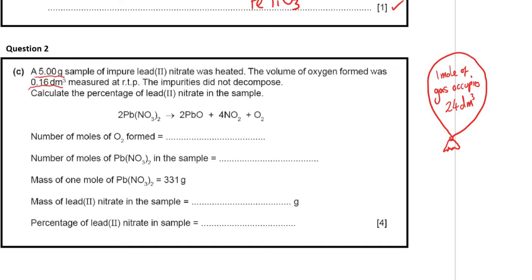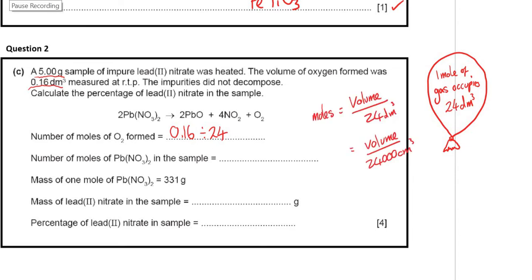The thing that you need to know is that 1 mole of gas, any gas, occupies 24 dm cubed. So the question has broken it down for you to make it easier so that you can work out the steps. So how can we work out the number of moles of oxygen formed? Well, we know that 0.16 dm cubed, if we divide that by 24, because we know that 1 mole occupies 24 dm cubed, is the number of moles.